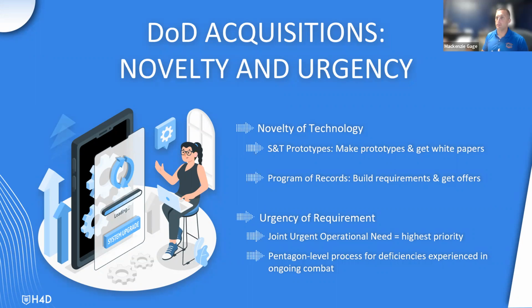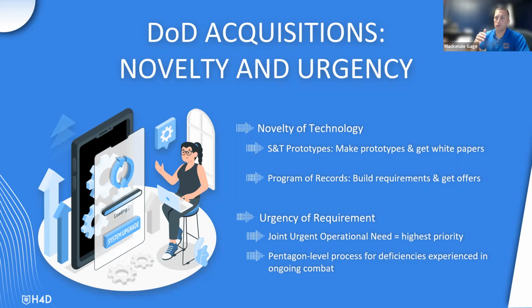So novelty. S&T is science and technology. So at S&T, prototypes, that is very early. That's pre research and development. You're getting white papers, you're getting information, you're making prototypes, seeing how things work. And then on the other side, you have programs of record where the requirements are getting built up. There's a whole staff at a program office to oversee that specific capability.